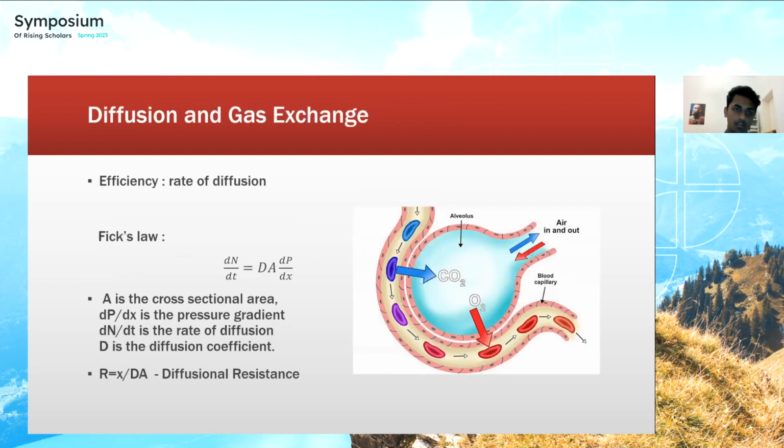The next component was diffusion and gas exchange. In this case, the efficiency is a lot easier to find. It can just be the rate of diffusion, and that can be found by Fick's law, which shows that the rate of diffusion is equal to the diffusion coefficient times the surface area times the pressure gradient. It also gives us a quantity called diffusional resistance, which you can interpret physically as how hard it is to breathe. With a higher diffusional resistance, going to Fick's law, you need a higher pressure gradient for the same diffusion rate. And so you quite literally have more labored breaths.